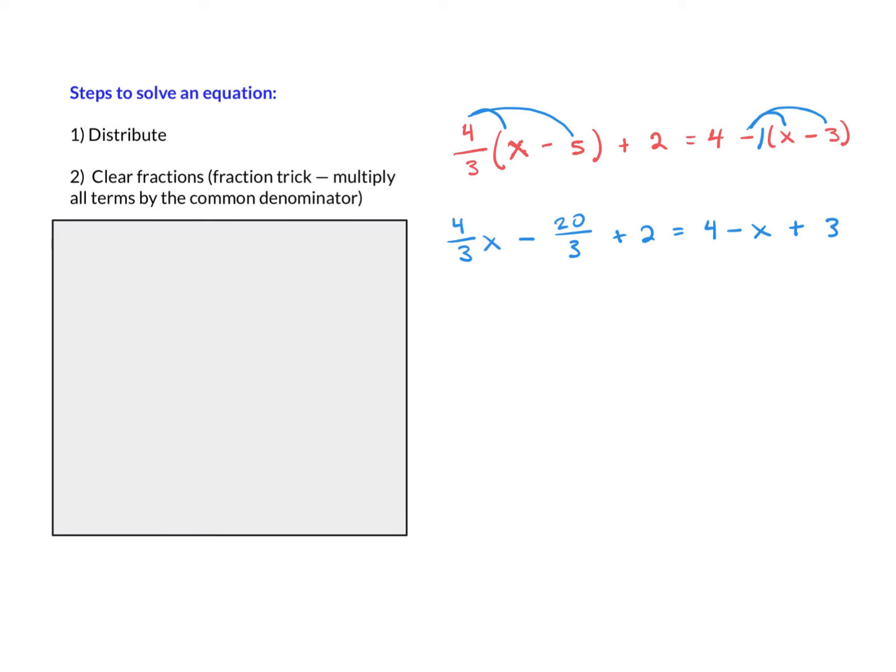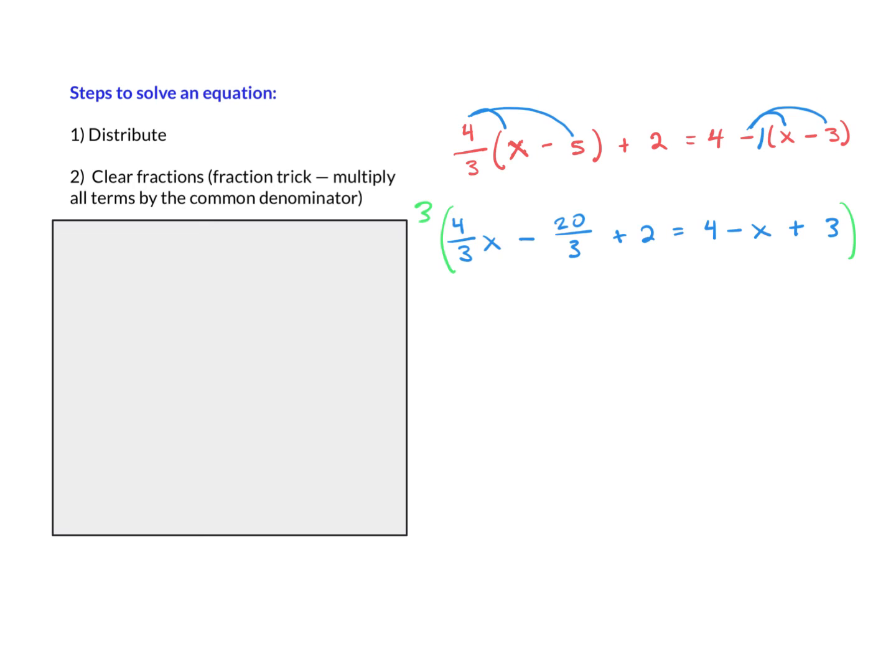Next step is we're going to clear out the fractions because we all can agree we don't love equations with fractions. We'll do this using that fraction trick, which just means we'll multiply all the terms by the common denominator. So looking at this equation, we can see we have a 3 and a 3. Well, that's pretty easy to find a common denominator of 3. And we're going to multiply every single term by a 3. That will get rid of our fractions, helping us to be more successful when solving.